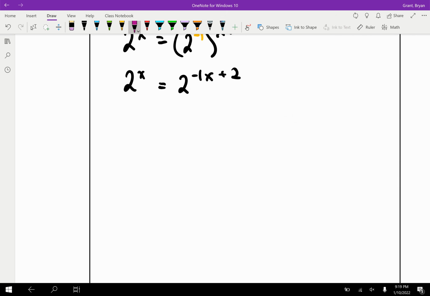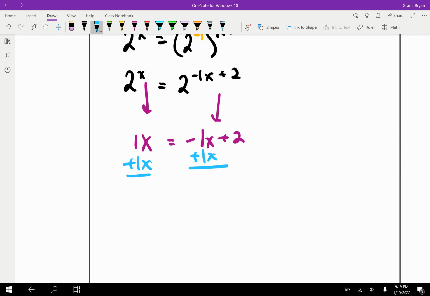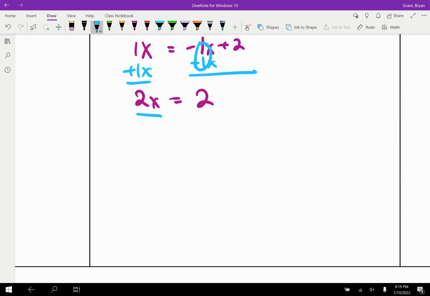Now to the exponents. 1x is on this side, and negative 1x plus 2 is on this side. Add 1x to each side. This gives me 2x's equal to 2. Divide both sides by 2. And we find that x is equal to 1.